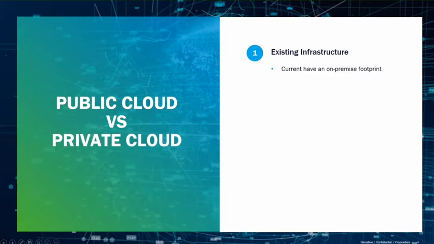So we have an on-premise footprint, and the hardware is viable. We still have service contracts with it, so it makes sense to utilize that hardware. Another thing is set costs. You have no surprise bills. I mean, you know what your costs are.